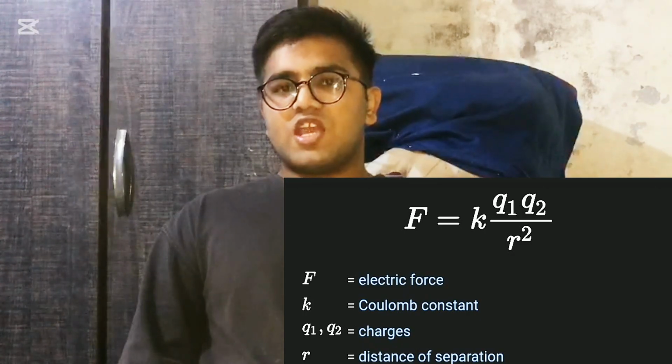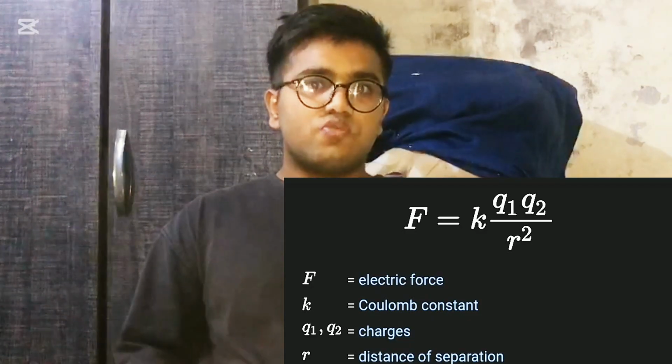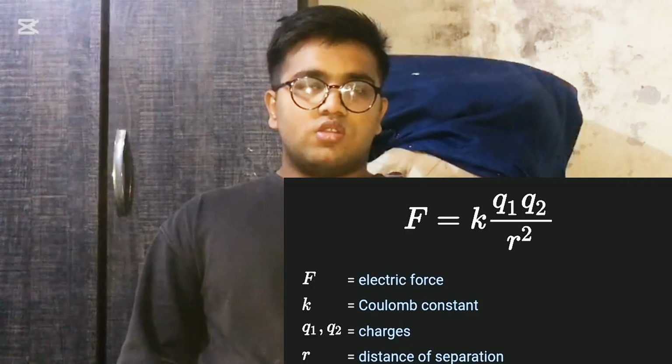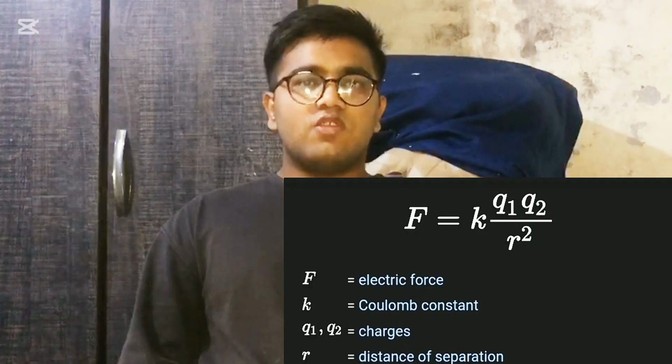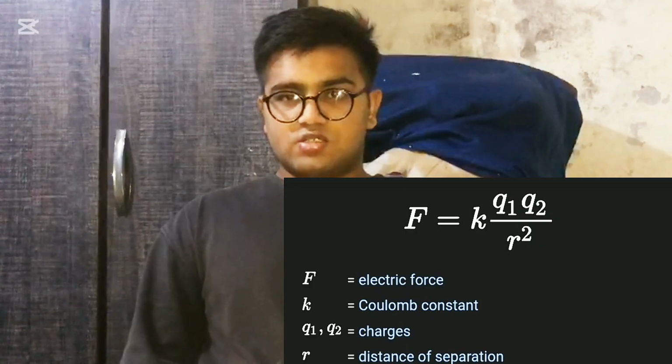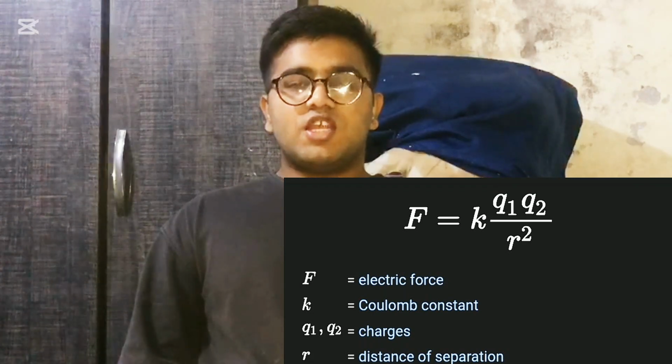In this equation F represents the force between the 2 point charges, which is a mutual force. Coulomb's force acts along the line joining the 2 point charges. K is the constant of proportionality in that equation, and its value depends upon the nature of the medium between the 2 point charges and the type of units used for F, q and r.